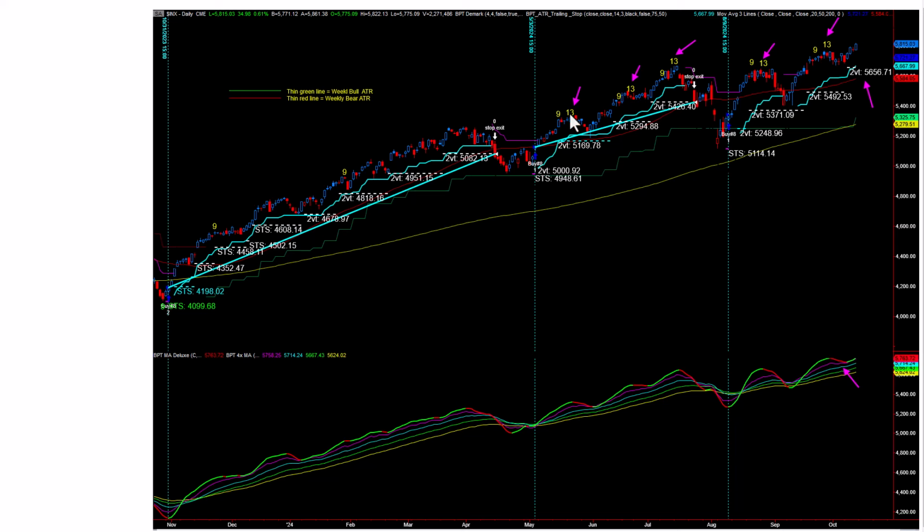Again, if you don't know what DeMark sequence is, best for you to Google that and look it up instead of me trying to explain it here on this newsletter. But it's widely followed by institutions, etc.